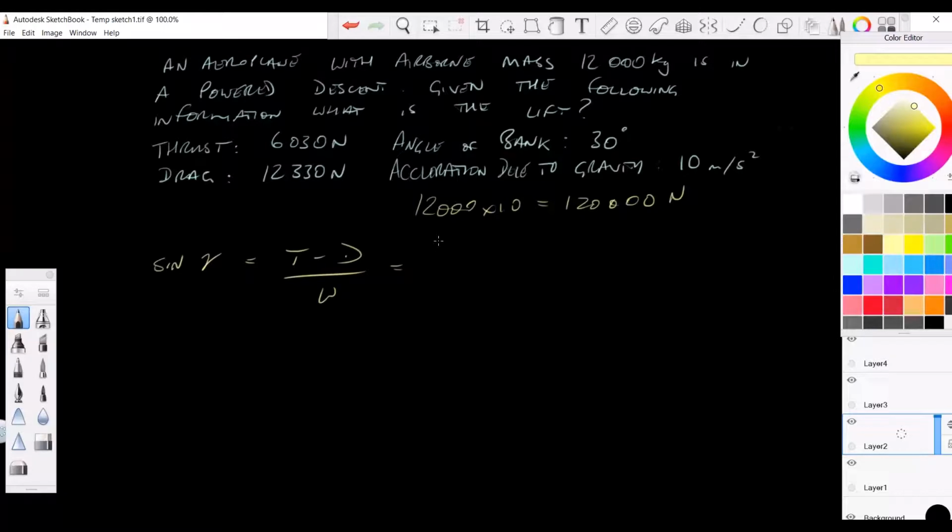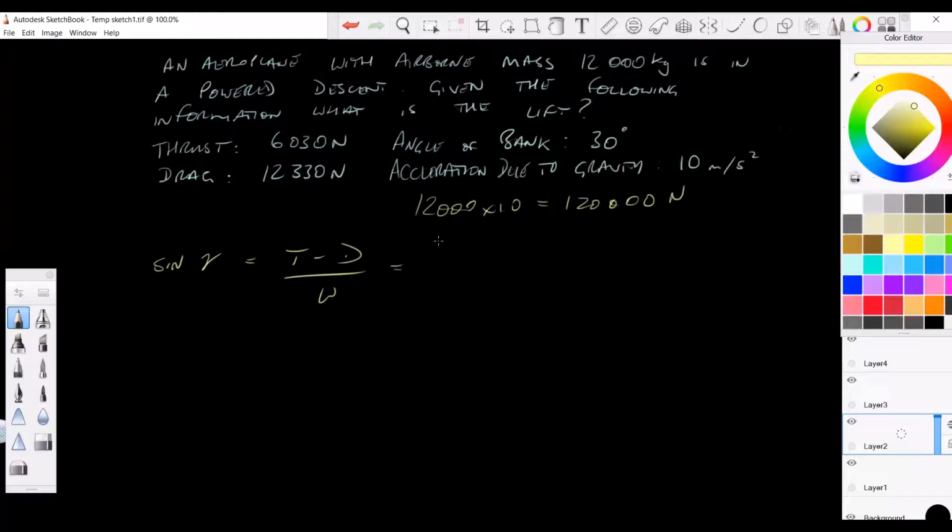We can't have a steady state case where thrust is less than drag unless we're in a descent, because obviously if thrust is less than drag in level flight or in a climb, then the speed is going to be reducing. So if we're in a steady state, which we are, and thrust is less than drag, we're in a descent. And what you're going to get is a negative answer to this.